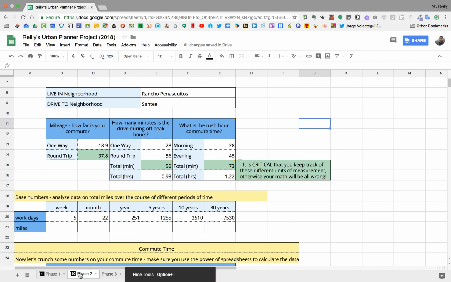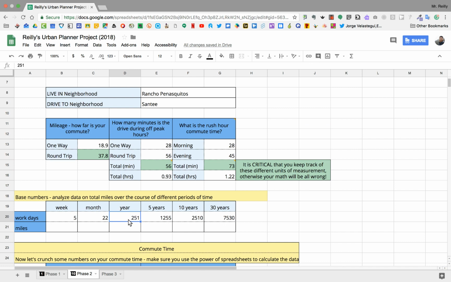So let's go ahead and take a look at this. Let's take a look at the miles. So the number of miles, just the pure number of miles that you spend driving over a period of time as a result of your commute. So here are our averages. The average work week, of course, is 5 days, Monday through Friday. In a month, on average, you work about 22 days of each month. Per year, that's 251, if you subtract weekends and holidays and vacation time, things like that.